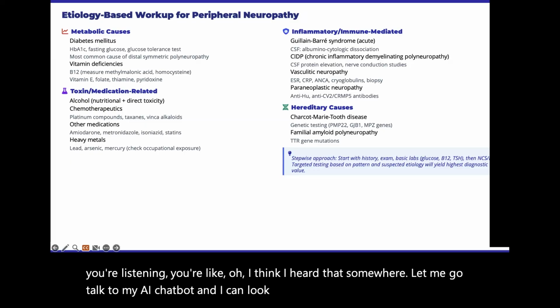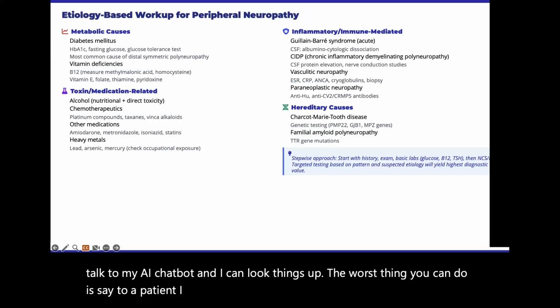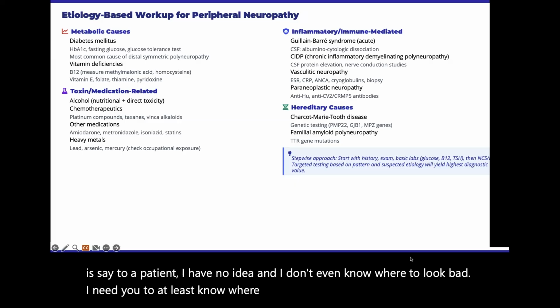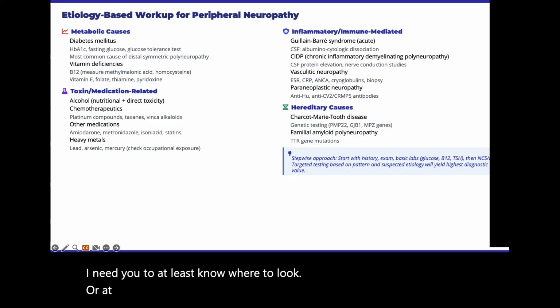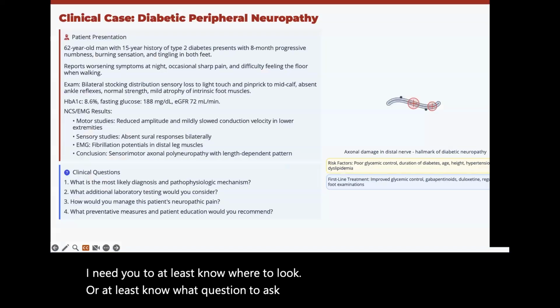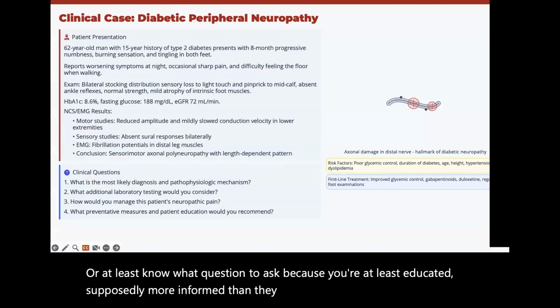The worst thing you can do is say to a patient, I have no idea and I don't even know where to look. Bad. I need you to at least know where to look or at least know what question to ask because you're at least educated, supposedly more informed than they are. So you've been educated. Thank me. Let's move on to this case study here.